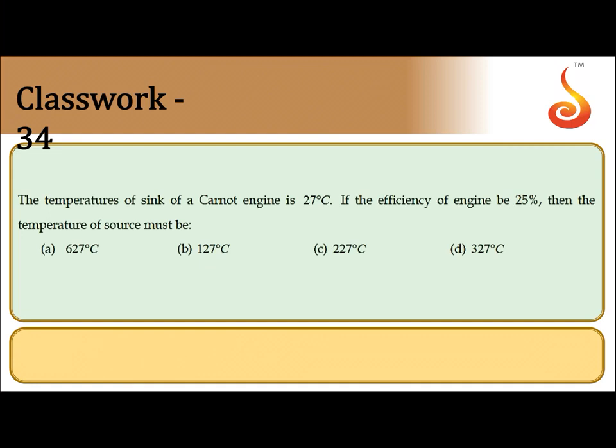Let's move on to next one. Temperature of sink of a Carnot engine is 27 degrees Celsius. If efficiency of engine is 25%, then temperature of the source must be. So efficiency is given 25%, that is 0.25. Can write it as 1 by 4. T2 is given, sink temperature is 27 degree Celsius, converted to Kelvin, that is 300 Kelvin.